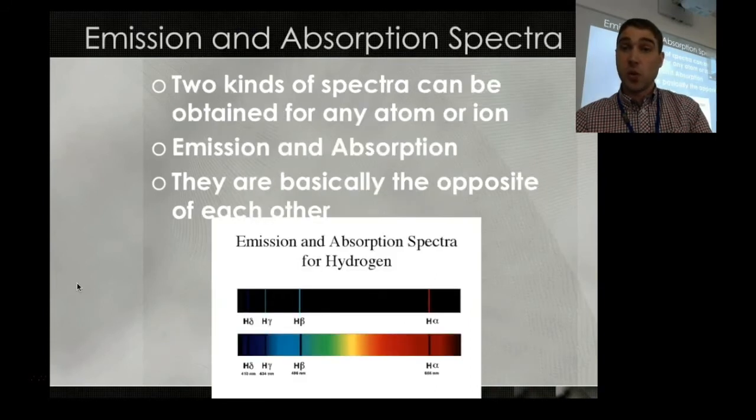Now this works in two ways. You can either get the atom absorbing energy and then re-radiating it off, and that gives you the emission spectrum, or you can shine a spectrum of light on the gas that you're looking at, and it will absorb the energy that's equal to the energy gaps, so you have what we call an absorption spectrum. This is showing where the light energy is absorbed for the excitation to happen. So they're basically the opposite of each other.